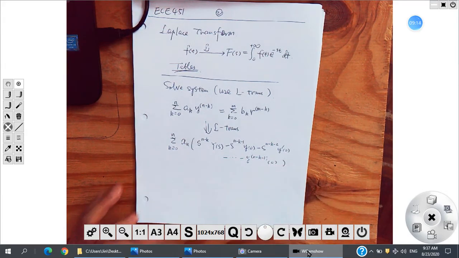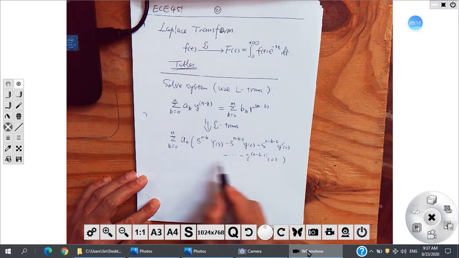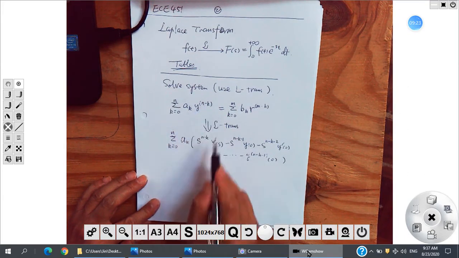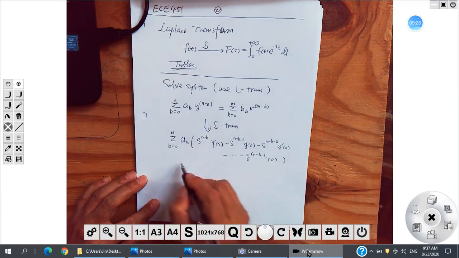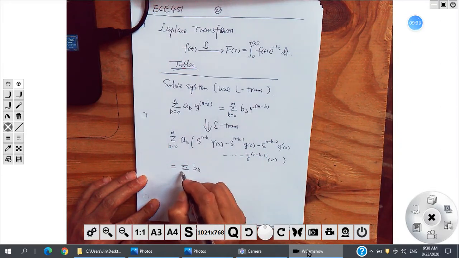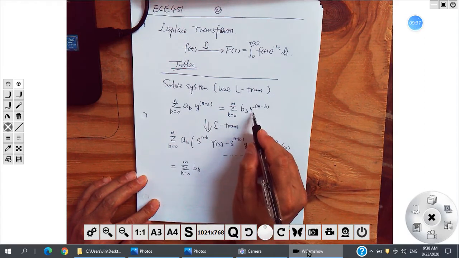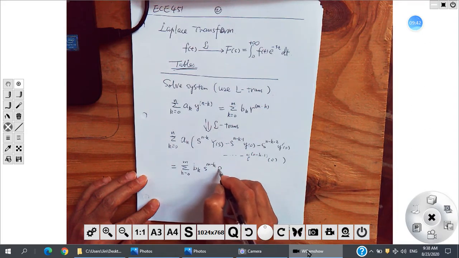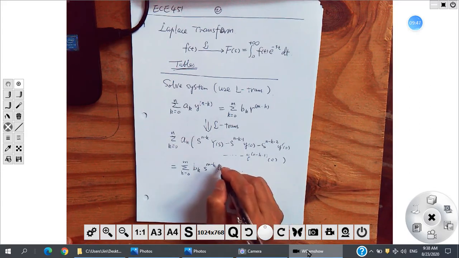Now we can write it in this way. Each term with the derivative now looks like this, algebraically, with no derivative. And the other side is b_k. This part I can just copy, and then taking the derivative of r, I have s to the m minus k times R of s. Do we have more? No, that's it.